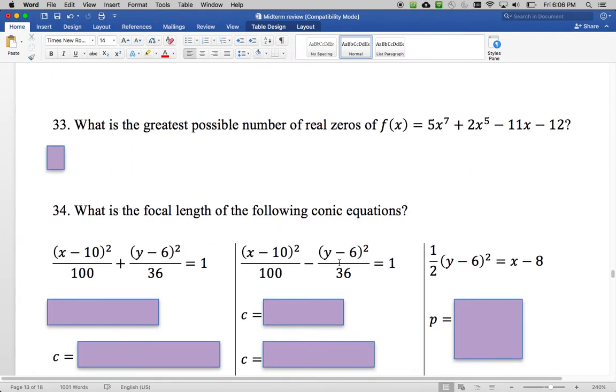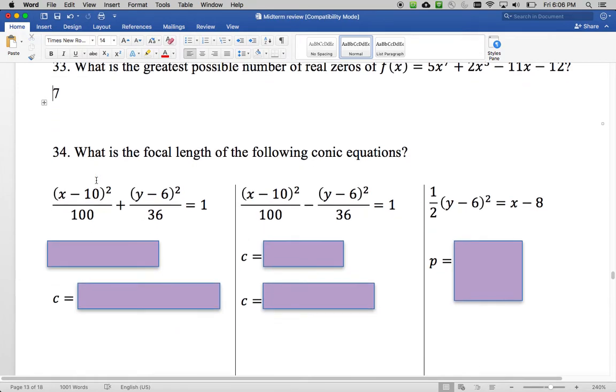Almost. We're about 3/4 of the way done. What is the greatest possible number of real zeros of this polynomial? Just look for your highest degree. In this case, it's 7, so you can have 7 real zeros.